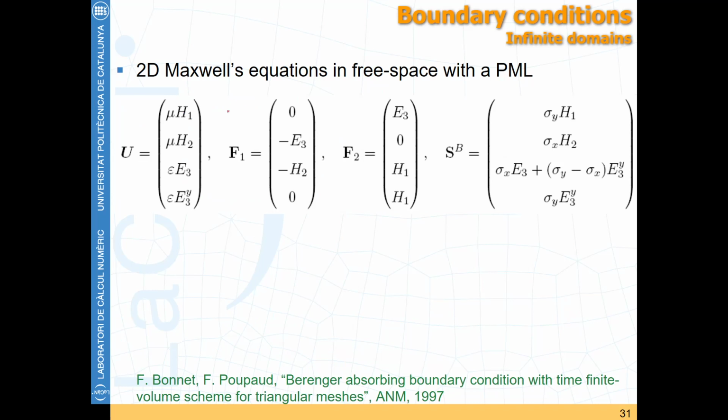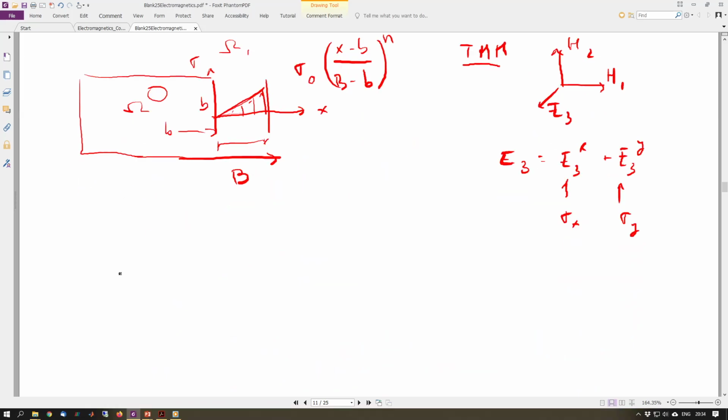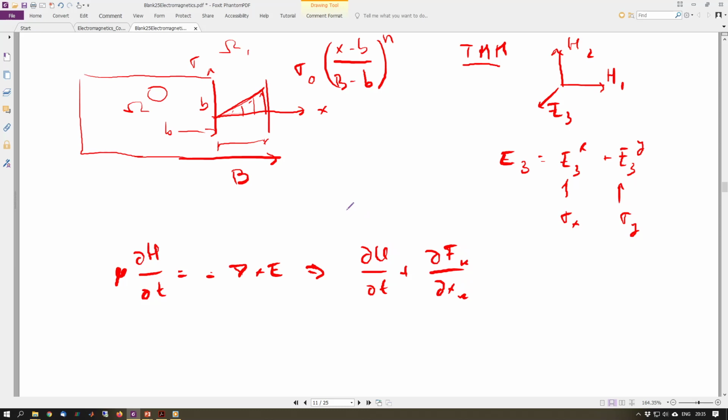Okay, so we have the first set of equations. This is exactly what we have in that form. Remember that our equation for H is mu times the derivative of H with respect to time equals minus the rotational of E, which can be written as the derivative of u with respect to time plus the derivative of f_k with respect to x_k. So if we look at what is derived with respect to x1 in 2D, with a summation here, we look at what this rotational would be written as a sum, and with respect to x1 we would then have a second component, for instance, with the derivative in the second component of the H3.